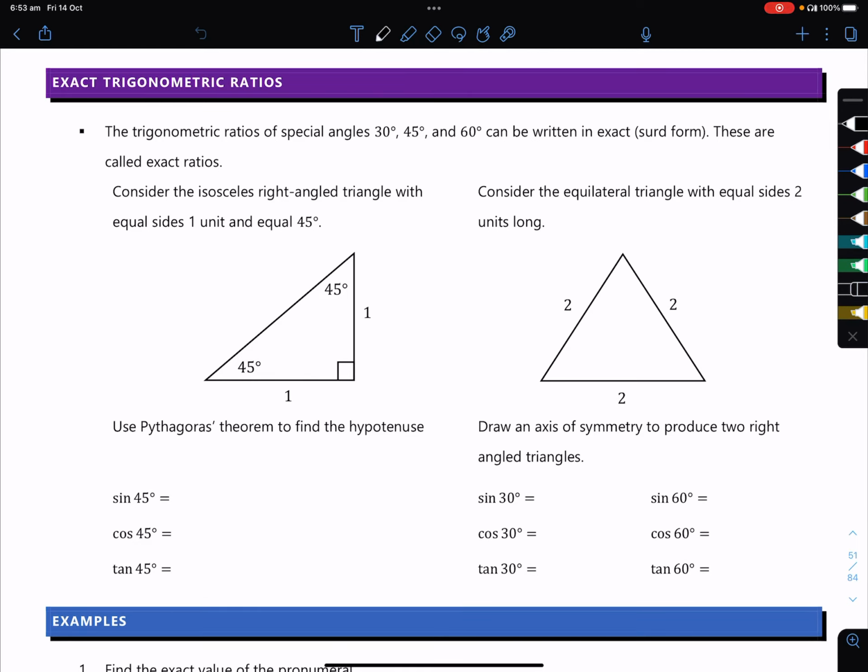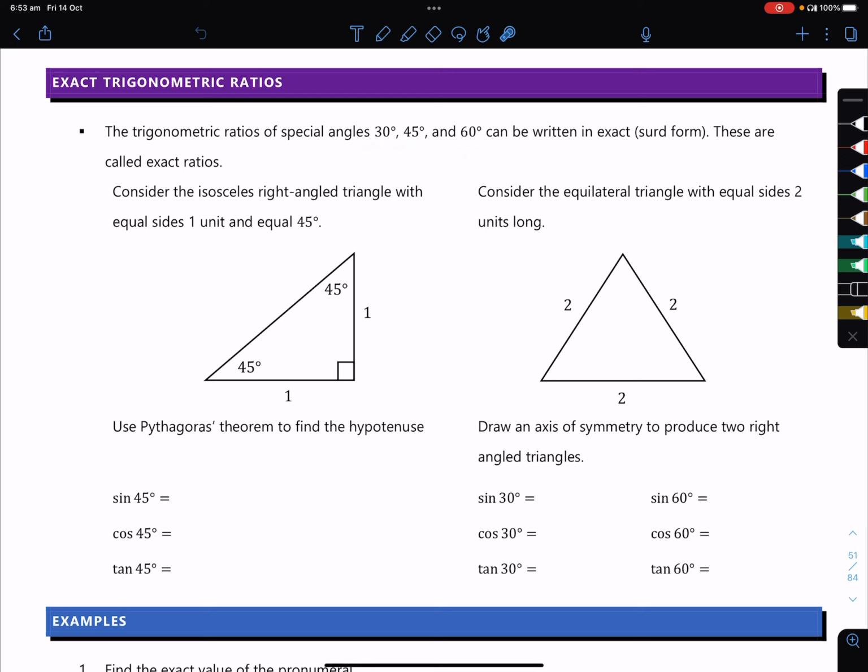Right, in this section, we're looking at the exact trig ratios. These are trig ratios that you eventually have to memorize, okay? And they involve the angles of 30 degrees, 45 degrees, and 60 degrees. And when you do sine, cosine, or tan of any one of these, they can be written in what we call exact form or surd form.